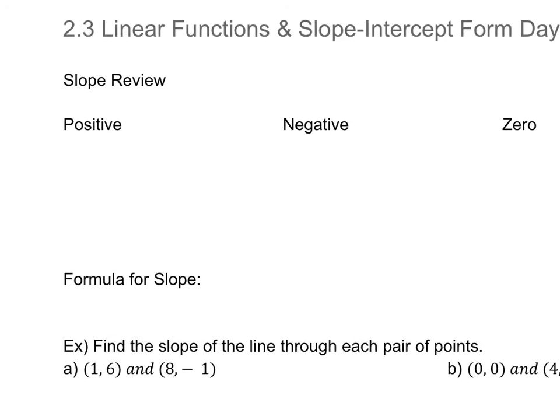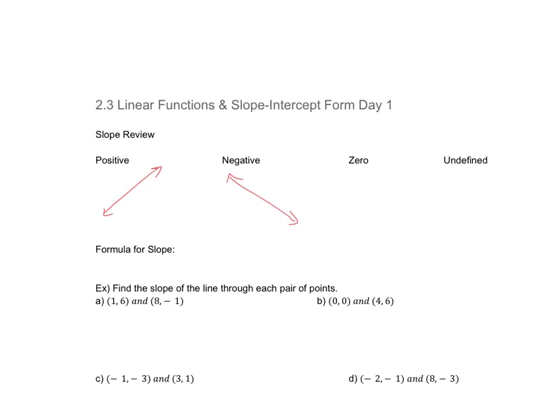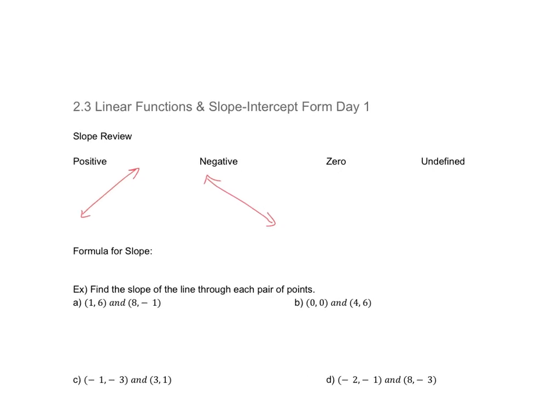So remember, positive slopes go up, and on slopes you always read it from left to right like you read a book. So positive slopes go up, therefore negative slopes go down. These two people get mixed around. A zero slope is a horizontal line, and an undefined slope is a vertical line.